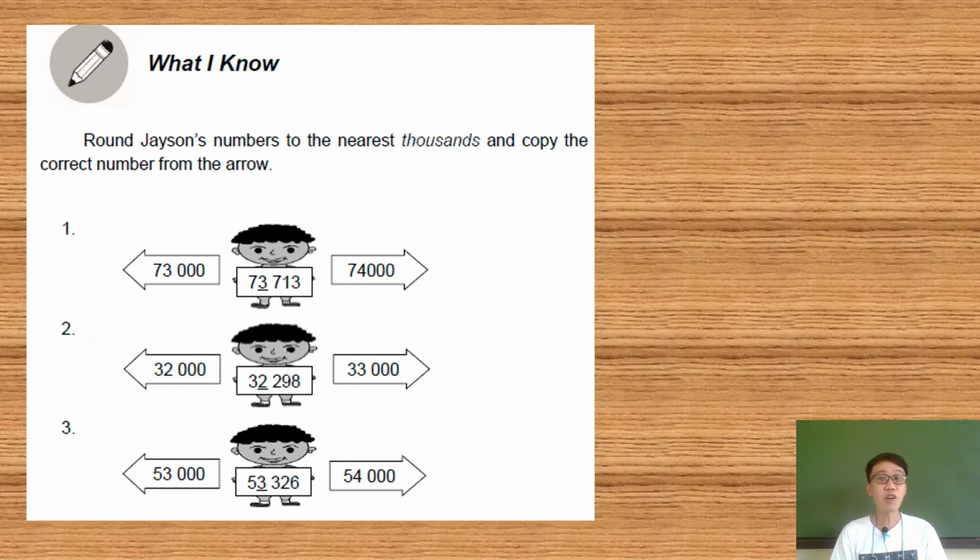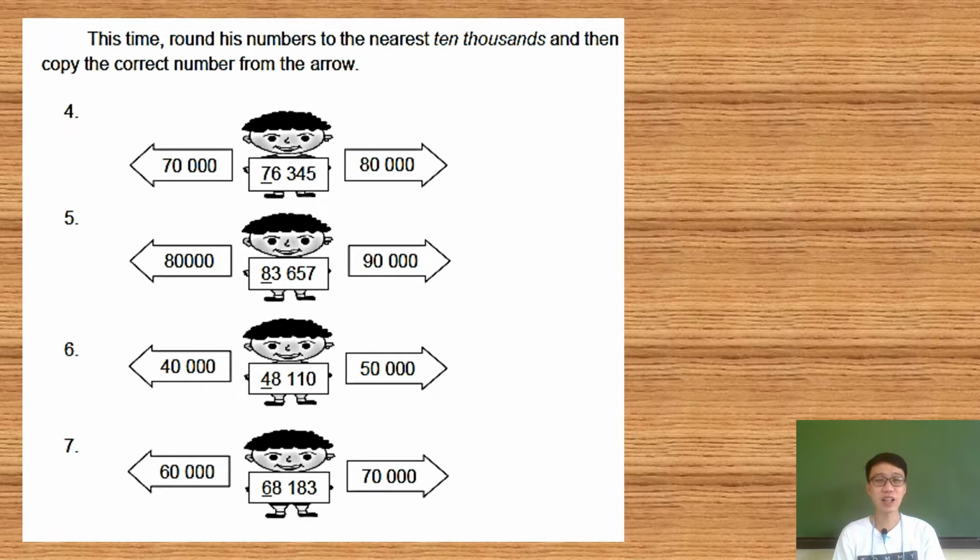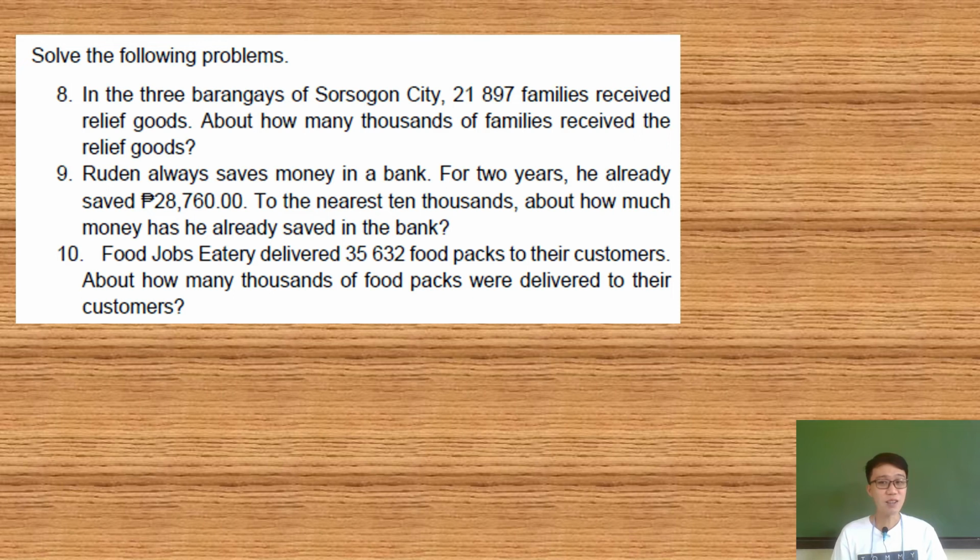Kids, let's see how much you already know the lesson by answering this activity. Round Jason's numbers to the nearest thousand and copy the correct number from the arrow. I'll give you a few minutes to finish this activity. This time, round his numbers to the nearest 10,000s and then copy the correct number from the arrow. I'll give you a few minutes to finish the activity. Now, solve the following problems.